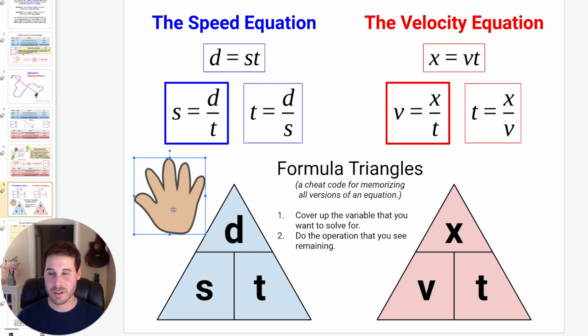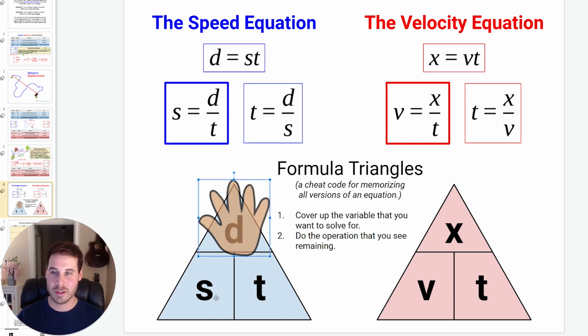Let's solve for distance. If I cover up distance, let's look at what's left. Speed and time. And they're right next to each other. In algebra, when you have 2 variables like x and y or a and b, and they're right next to each other with no symbol in between, that means you should multiply them together. So apparently, according to this formula triangle, d equals s times t. Well, let's look back up to the second version of this formula that we saw, and in fact it says d equals speed times time.